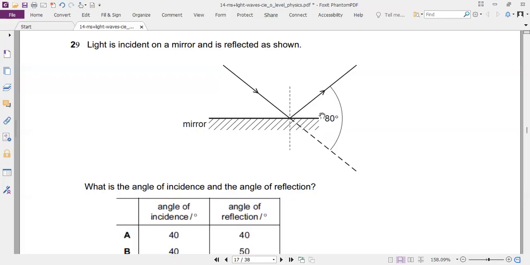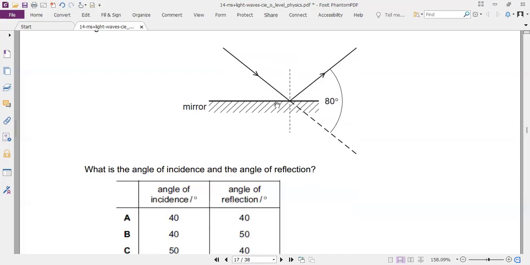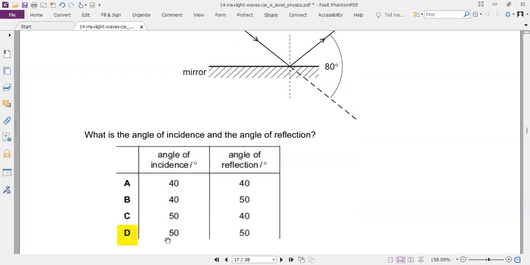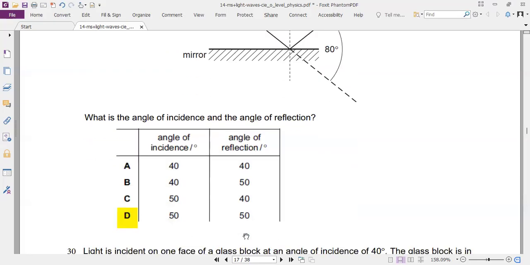So if you halve this 80, why are you halving this 80? Who tells you that this half is 80? Well, because of the 90 degrees here. 90 degrees here will make it 40. So this angle will become 40. That means the angle of reflection will become 50. 90 minus 40 is 50. And an angle of reflection of 50 means the angle of incidence is also 50. So 50 and 50.